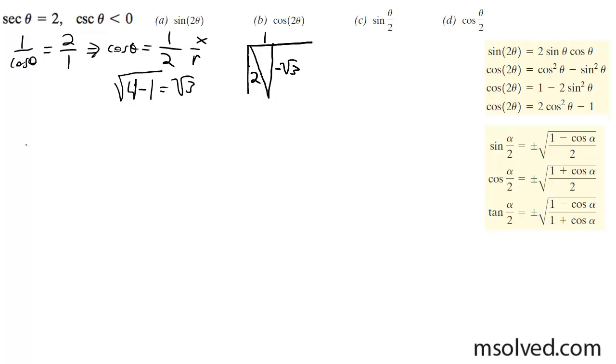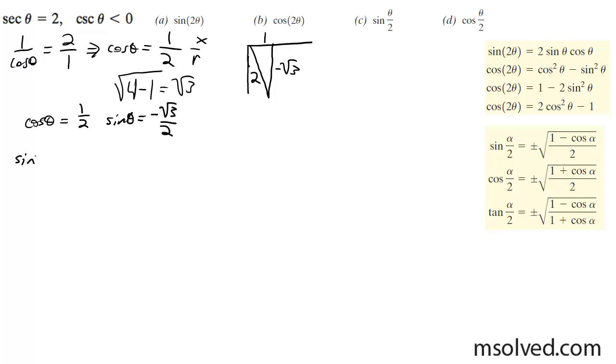And now what we're going to do is, because we know now that the cosine of theta is equal to 1/2, and we know that the sine of theta is equal to negative square root of 3 over 2.